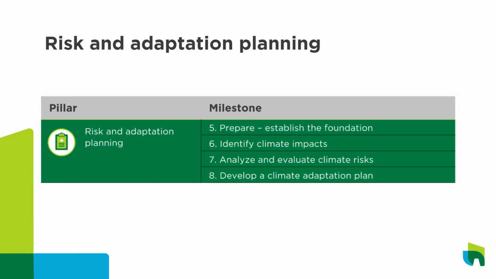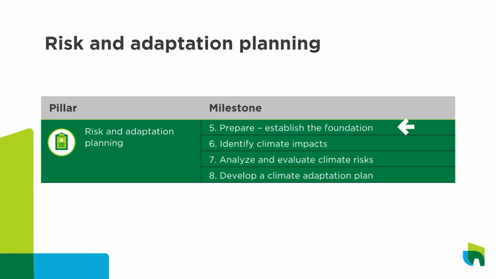Let's move on to the second pillar and its milestones. The second pillar is risk and adaptation planning. This pillar involves assessing climate risks and developing a comprehensive adaptation plan. It's about identifying vulnerabilities and creating strategies that respond to the unique needs and priorities of the community. There are 4 milestones in the risk and adaptation planning pillar.